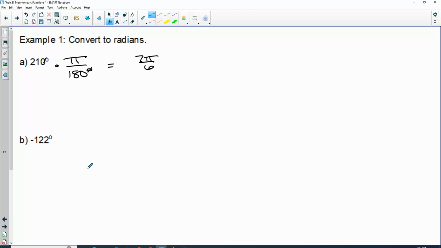Negative 122 degrees. Does it matter that it's negative? Nope. Same thing. Multiply by pi over 180. Degrees cancel. 122 over 180 reduces to 61 over 90, so negative 61 pi over 90.